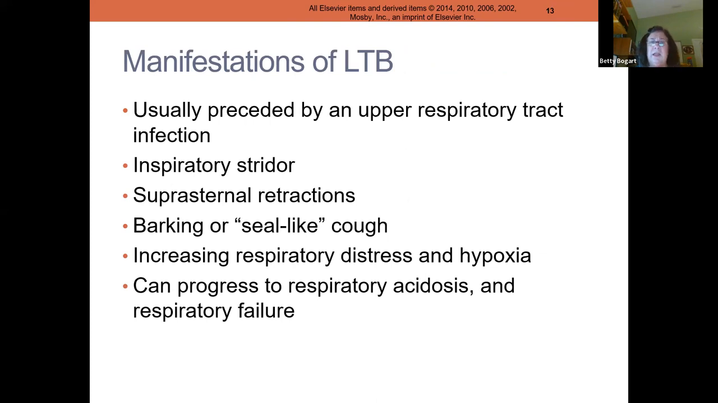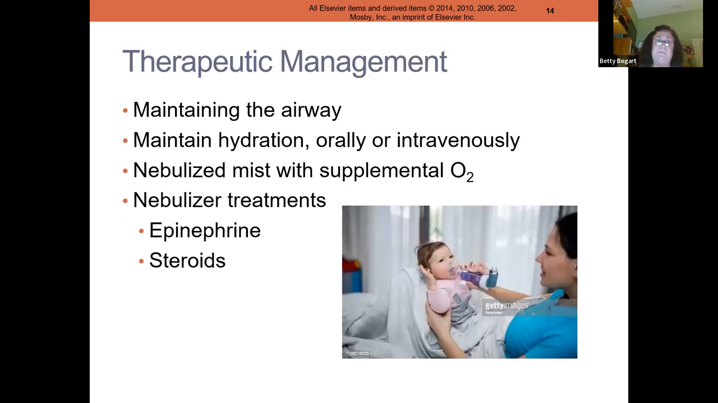Now, usually when you have croup, you've already had a cold. So you already have some irritation going on there and there's swelling left, and you're going to hear the child breathing in. You're going to hear that little bit going on. You're going to see them start to retract. You're going to see those barking things going on. And if this is not treated, that swelling doesn't go away, the irritation continues, it swells more, it's going to go to respiratory acidosis and failure. This child, with simple croup, can become hypoxic and could code on you very, very easily if they finally get to the emergency room. So maintain the airway. How do we do that?